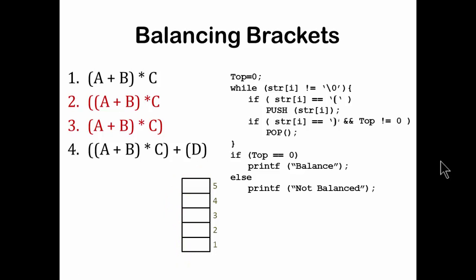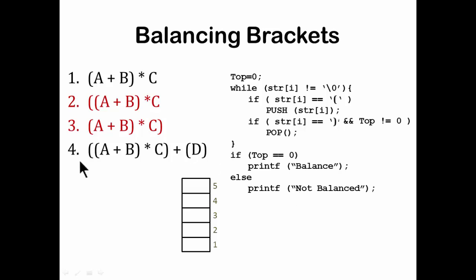For handling the underflow, I can add this condition here: if the string is equal to right parenthesis and top is not equal to 0, then only call the pop function. If the string is equal to right parenthesis and top is equal to 0, this condition is not written, so you have to write that condition. In that, you have to assign some value to pop such that not balanced is printed later on. Fine. So I have not written the complete program. This is just a short snippet to explain how a stack is used for balancing of the brackets.